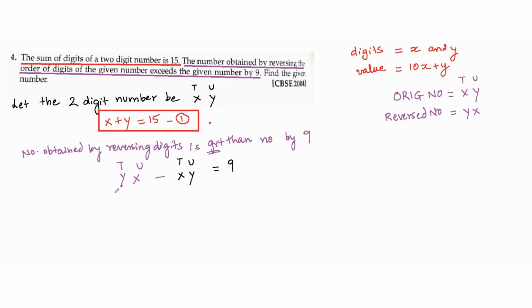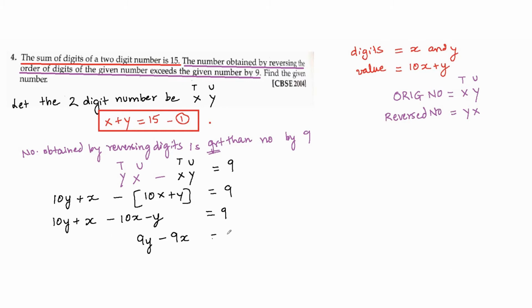That is not the case over here. The number yx will be 10y plus x, because y is in the tens place and x is in the units place, minus xy, which can be written as 10x plus y, is equal to 9. So opening up the brackets, 10y plus x minus 10x minus y is equal to 9, which means 10y minus y will be 9y and x minus 10x will be minus 9x is equal to 9. Dividing throughout by 9, I get y minus x equals 1. So this is my second equation now.